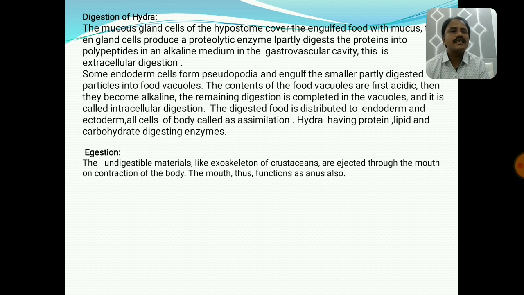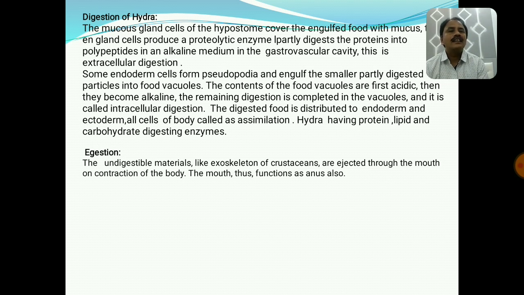When the food passes from the mouth into the gastrovascular cavity, some enzymes are secreted by the internal cells, that is, the endodermal cells of the gastrovascular cavity. These endodermal cells produce proteolytic enzymes, and these proteolytic enzymes digest the protein food material, and proteins are converted into polypeptides in an alkaline medium. So this type of digestion is called extracellular digestion.